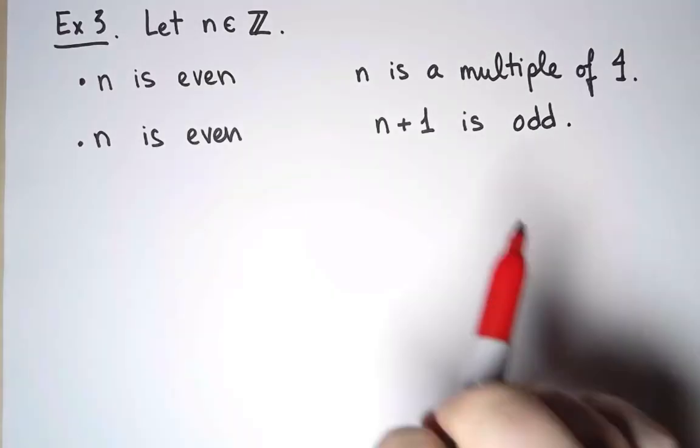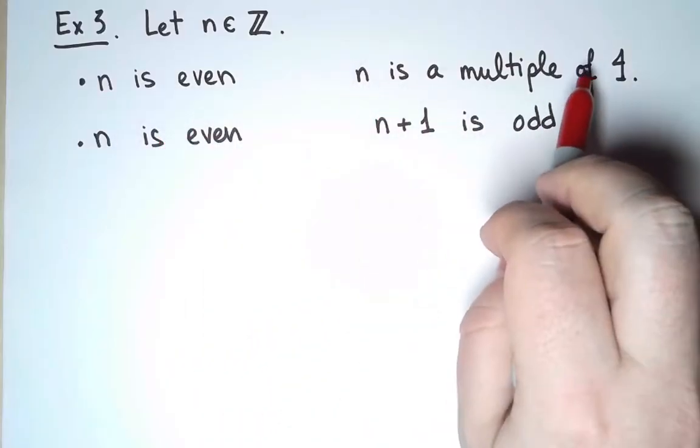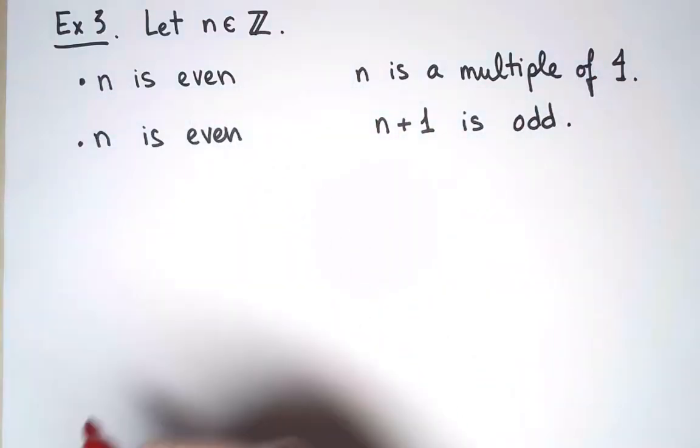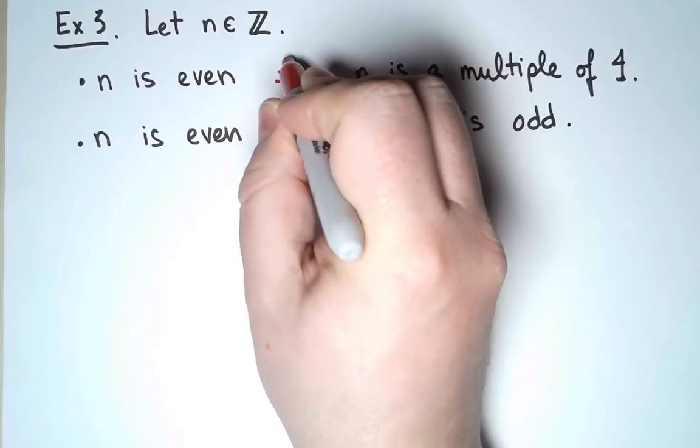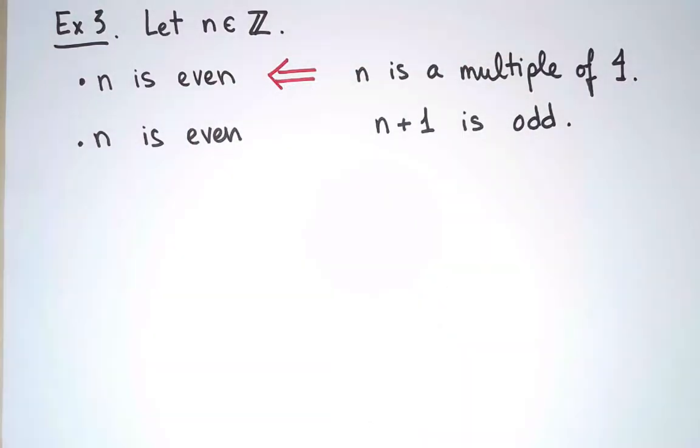On the other hand, if n is a multiple of 4, then I can conclude n is even. So if this, then this. And I can write it with the implication arrow going backwards, the pointy end towards the conclusion.